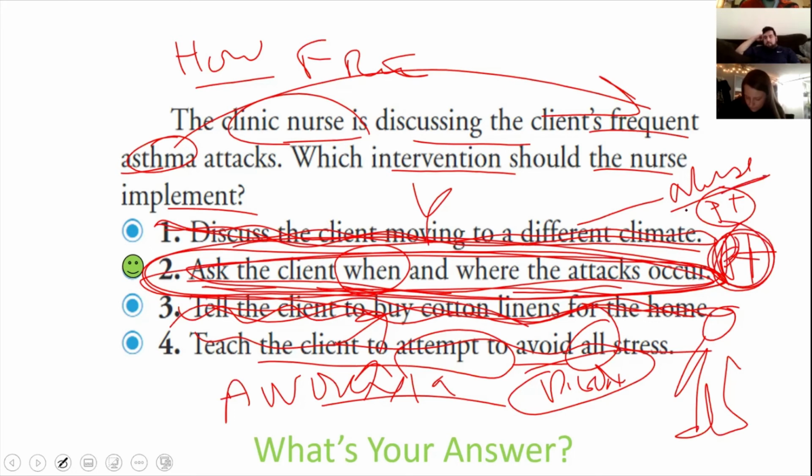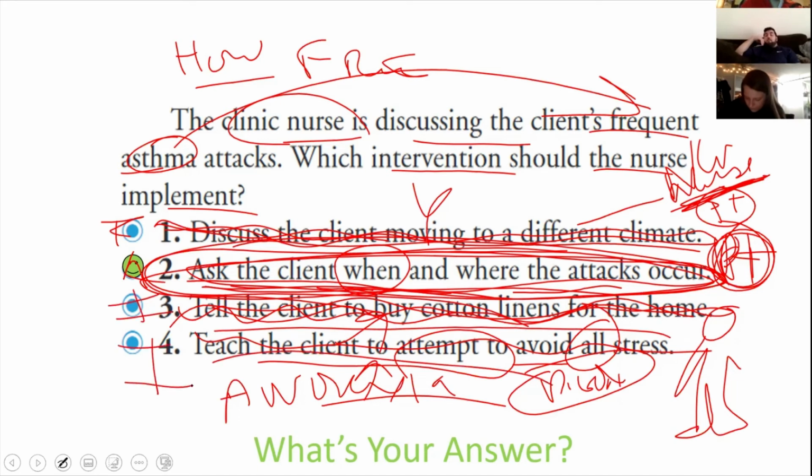Yeah, that's a hard thing for new nurses to think about. Is that about the nurse or is that about the patient? And that's always the thing. Do I get the data? Am I getting data from the patient? So if you were to run this like an A and I, right? So discuss client moving, that's an implementation. Ask the clients, that's an A. Tell the client, I. Teach the client, I. A is the priority one, assessment. All right, next thing.